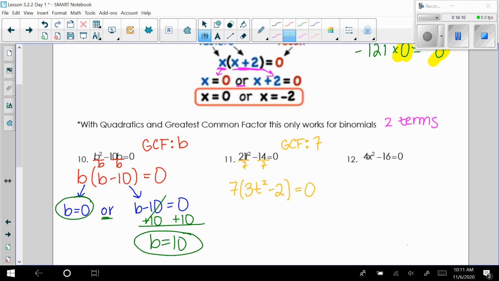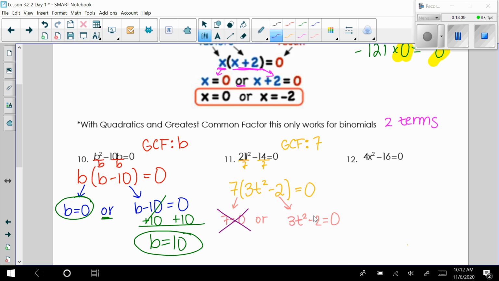All right, so just like before, this or this has to equal 0. So we're going to do 7 equals 0 or 3t squared minus 2 equals 0. But you're probably thinking to yourself, 7 doesn't equal 0, right? That's not true. So just cross it out, because 7 doesn't equal 0. That doesn't even have a variable in it. You're not going to do anything with it.